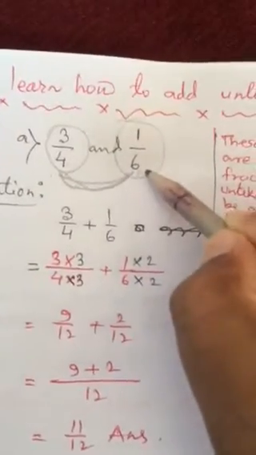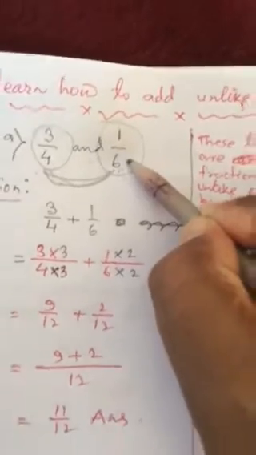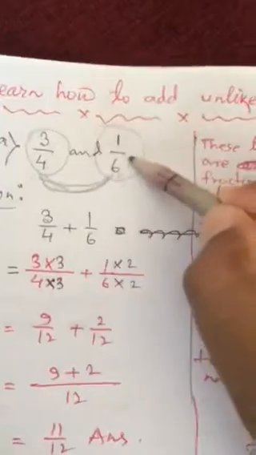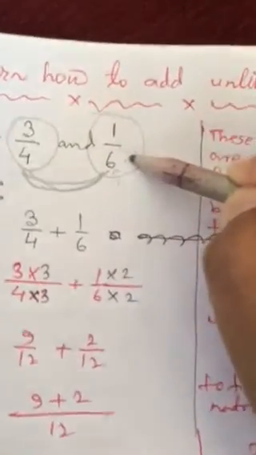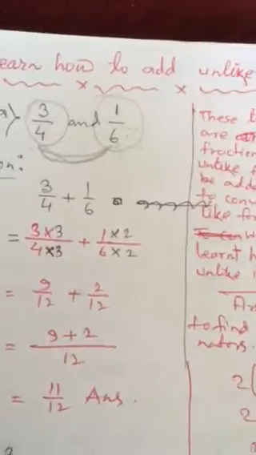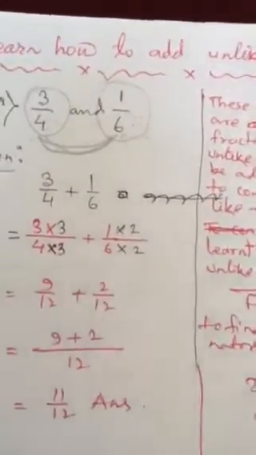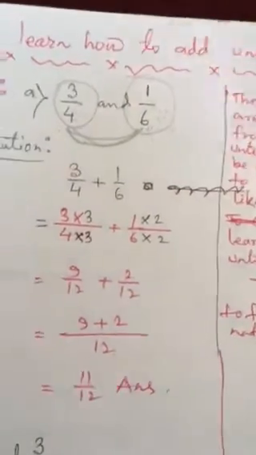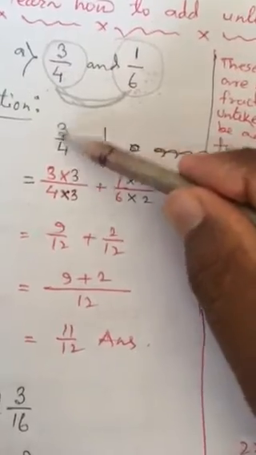If the denominators are different, it means they are unlike fractions. If they are unlike, then we cannot add or subtract directly. What to do? The process is there. First, we need to convert both fractions into like fractions. After that, you can easily add or subtract them. So here I have done one example, 3 by 4, 1 by 6.